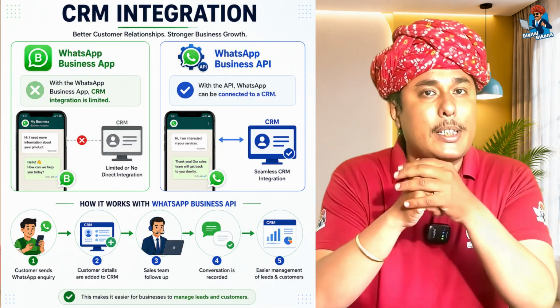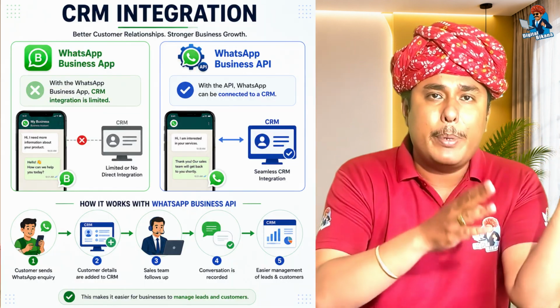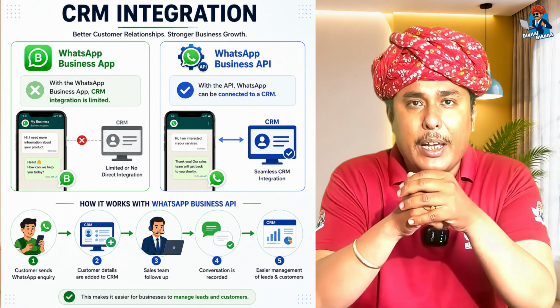Whereas with WhatsApp Business API, you can connect your business CRM with your WhatsApp Business API. And coming to how it will work, for example, if any of your customers sends you a message on WhatsApp Business API, then WhatsApp Business API will automatically send that data to the CRM software and customer details will be captured in your CRM software. Then your sales team will follow up with that customer and the whole conversation will get recorded in your CRM software. It makes it easier to manage leads for those businesses having a large database of customers.